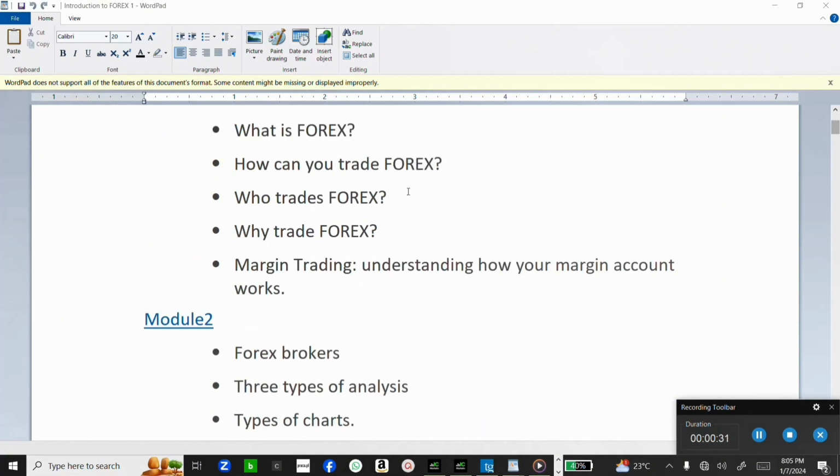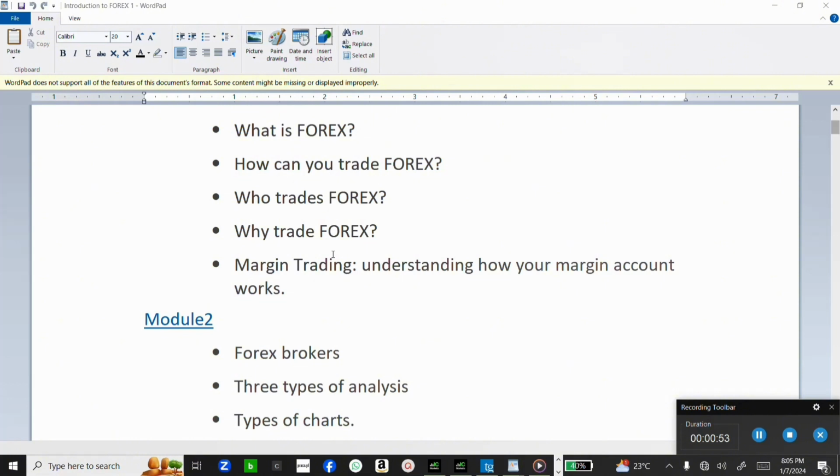Now, we are going to look at Forex. What is Forex? We'll define that. Remember, that is the primary goal why we are taking this mentorship program. So we need to know what this program is exactly. How can you trade Forex? We'll look at that. Who trades Forex? The big banks, the retail traders, the brokers. We'll look at all of that. Why trade Forex? Why not trade indices? Why not trade stock? We'll look at that.